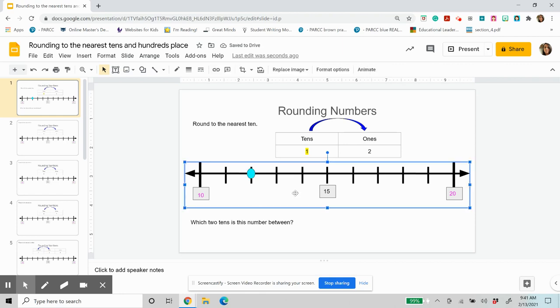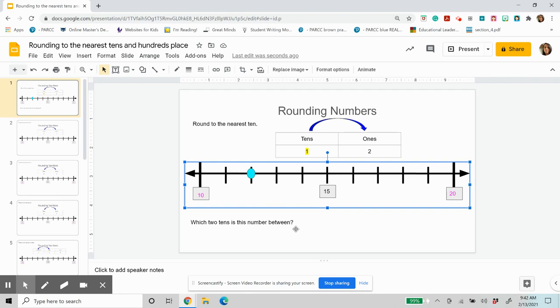Now, we can also say, if it's 5 or more, you go to the next ten, or you go up. This is 2. So 2 is less than 5, so it's going to come on this side of the number line. So we would round to the nearest 10. It is closer to the 10 than it is to the 20.